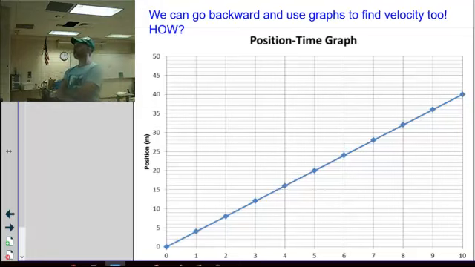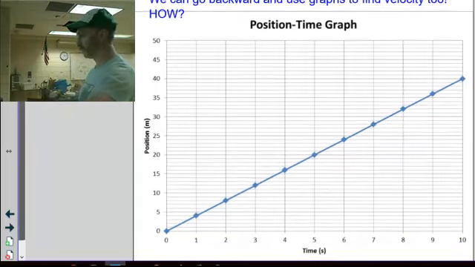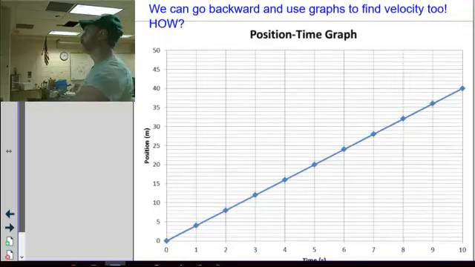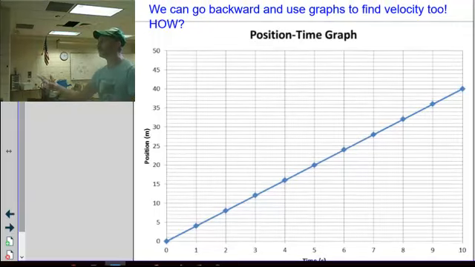So I think in order to do that, let's go backwards and use the graph to find the velocity. This is actually what we just did, right? Maybe I shouldn't have done this. So I'll tell you what, why don't you do this? You've got this graph here. See if you can find the velocity of this object here.